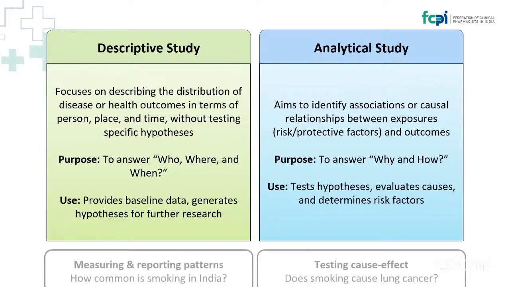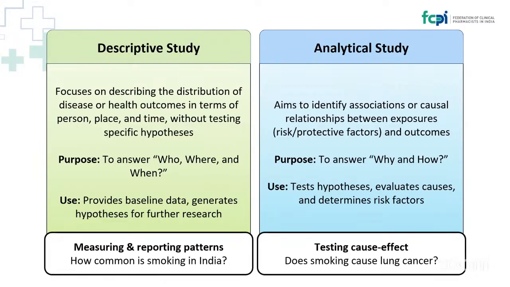Now, in short, we can say that descriptive study will measure and report the pattern of the disease, and analytical study will test the cause and effect of that disease. For example, if we take a classical example of smoking, descriptive study will answer how common is smoking in India, and analytical study will take it forward.